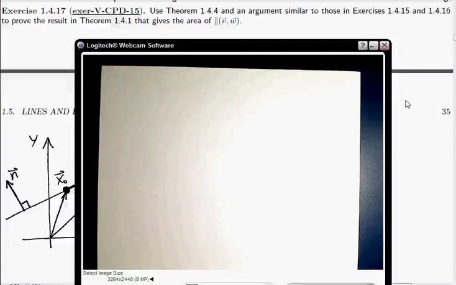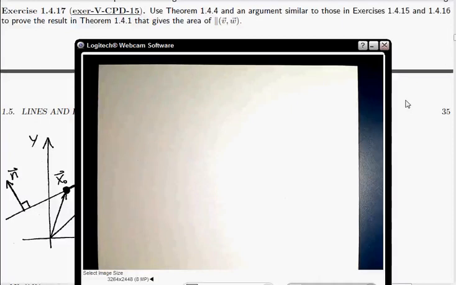Okay, so this problem is very similar to the CPD 16 and 17. We're going to try to prove part of theorem 141. In particular, part of theorem 141 says if you have two vectors, then the sign of that little determinant tells you information about whether it's clockwise or counterclockwise order. But the area of the parallelogram is computed as the absolute value of that determinant. So that's the part we're going to be proving here.